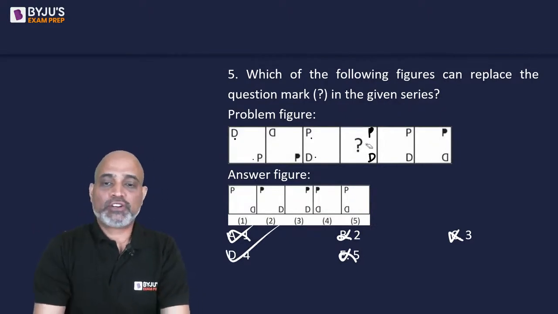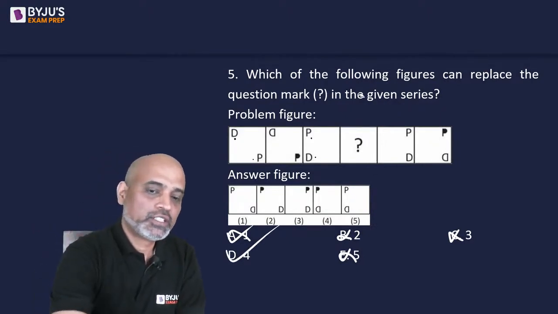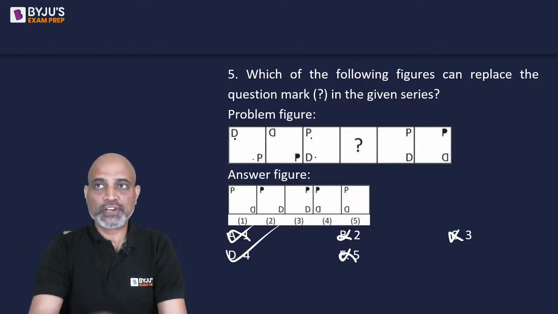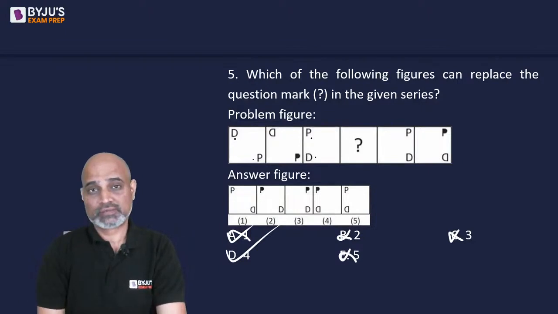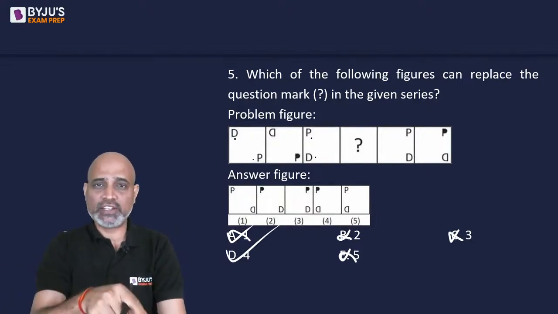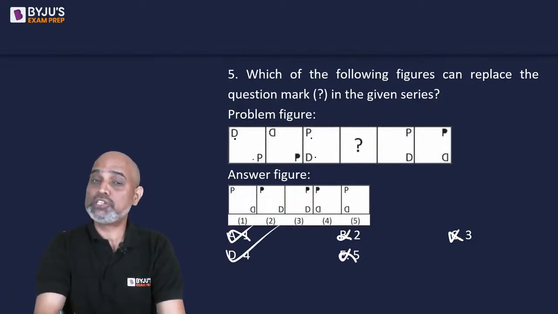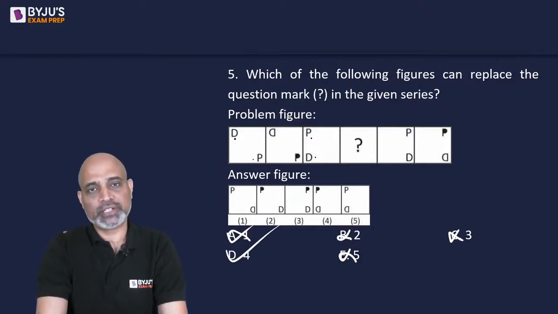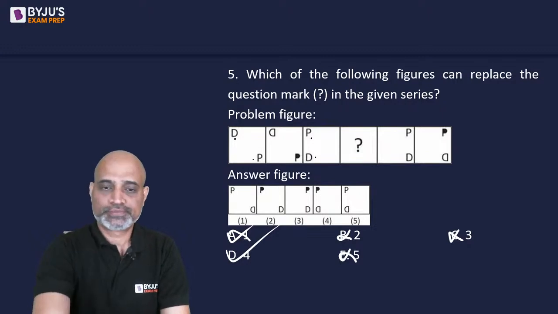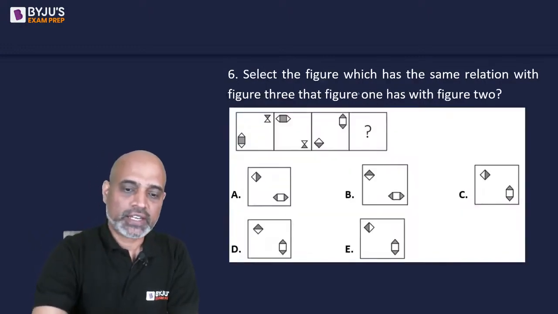Going by the power of elimination, we know that the answer is going to be option D. So every time the P letter is shaded, D is inverted. So in the options, if D is inverted then P was not shaded, and if P was shaded then D was not inverted. There was only one option where it is both shaded and inverted, which is fourth. Right? Okay, next one.